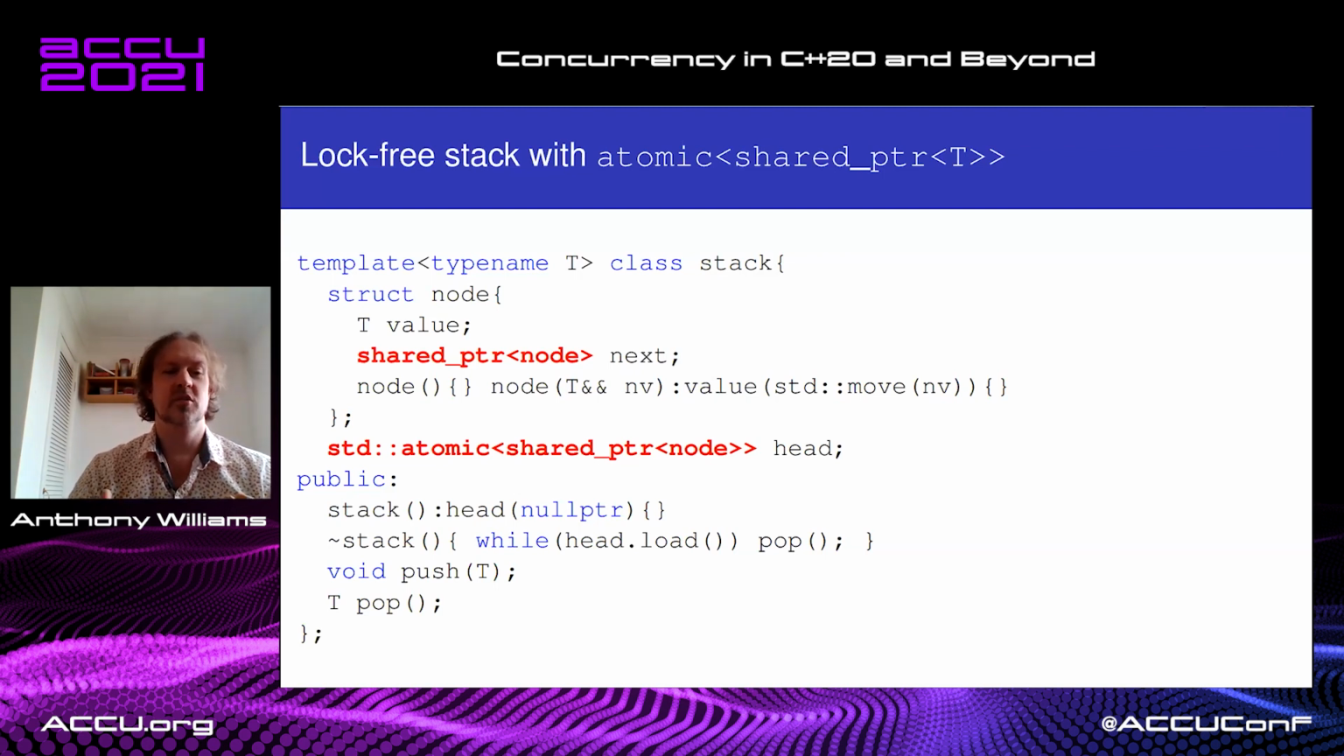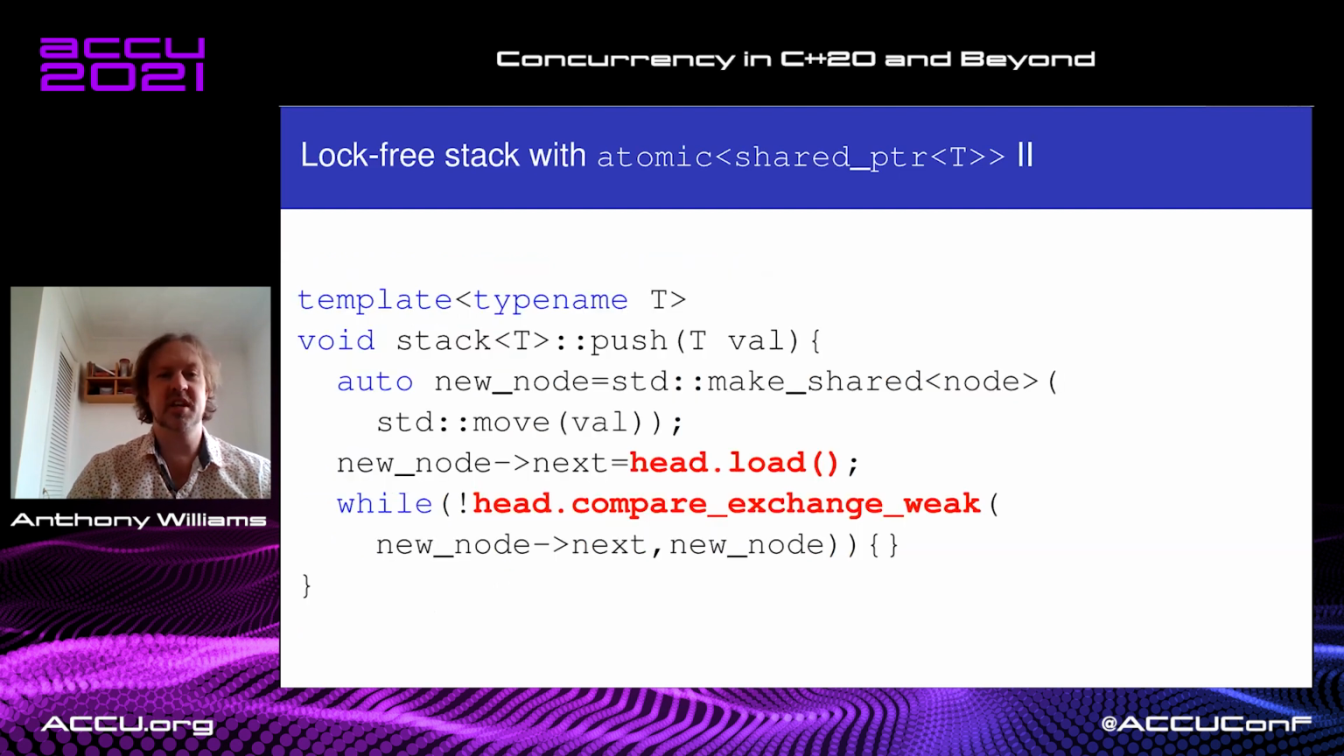Then you push on the stack, you create a new node, you load the value, and then you do a compare exchange on head to replace the node with your new node. And then obviously that loops until it succeeds. It's just a compare exchange weak, just the same as you would with any other atomic variable.